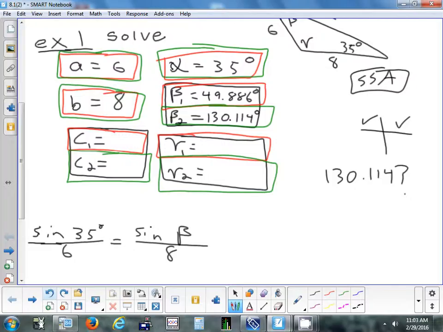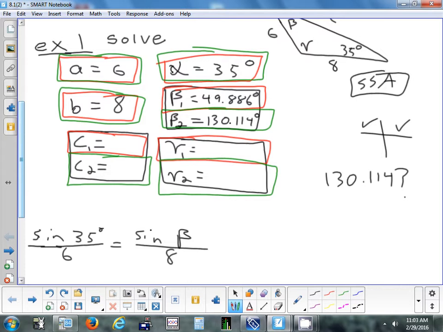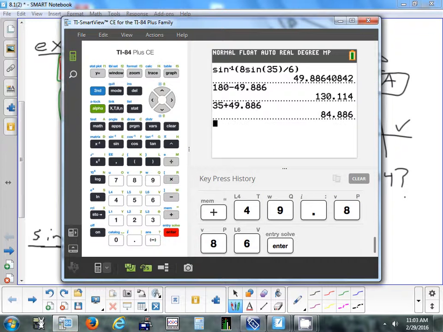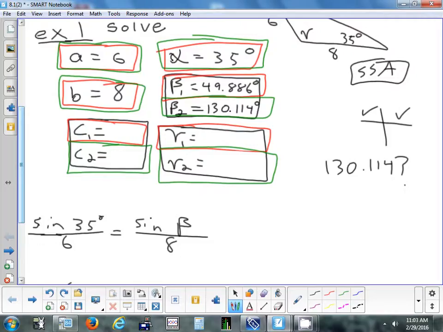So how do you think we're going to find gamma 1? Those are the red boxes. What two angles are we going to use, and what do we do with them? Yep. We take alpha and beta 1, add them up, and then subtract them from 180. All right, so take alpha plus beta 1. So we're going to add those up, see what we get. And you said subtract that from 180. So 180 minus 84.886. Okay, so we get 95.114.